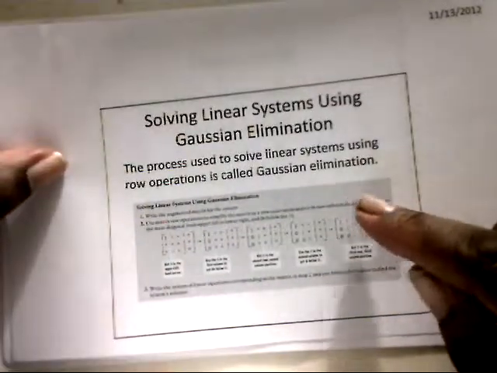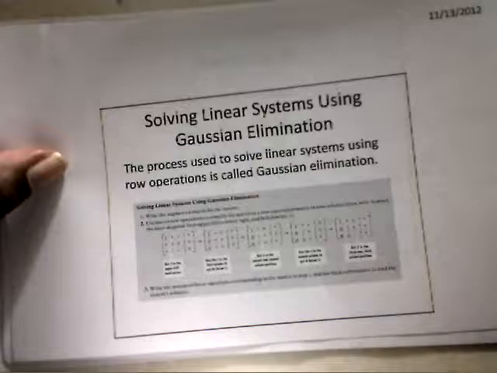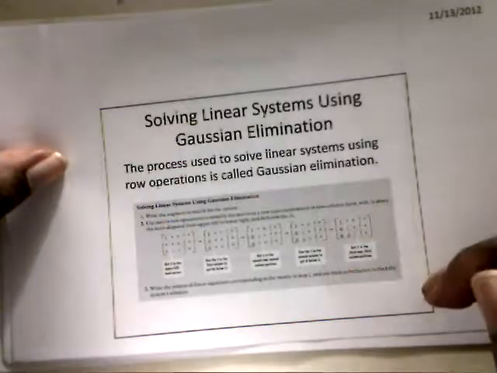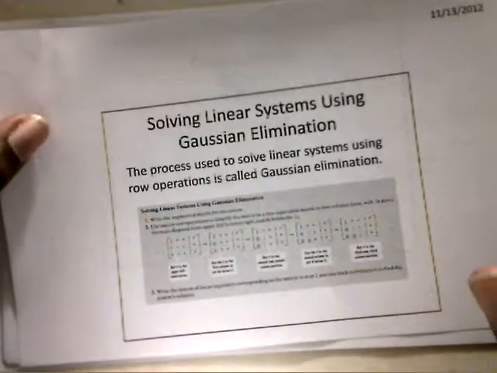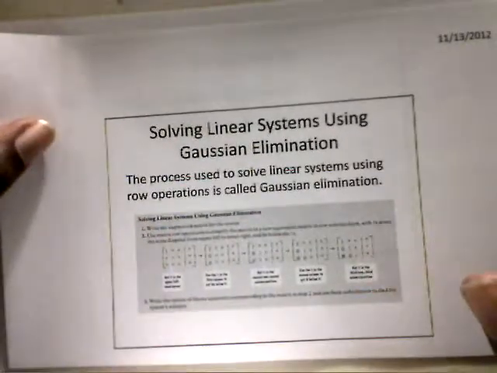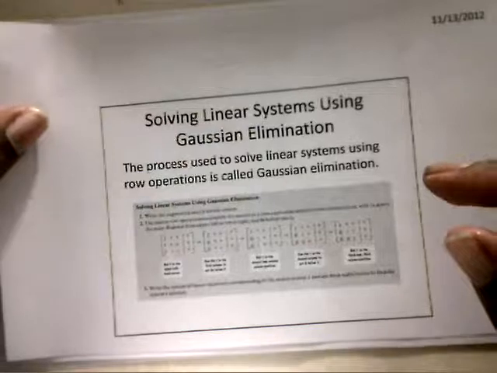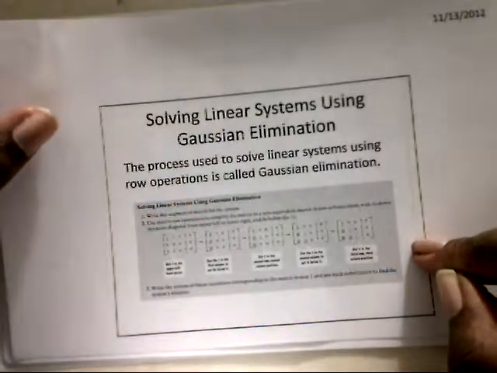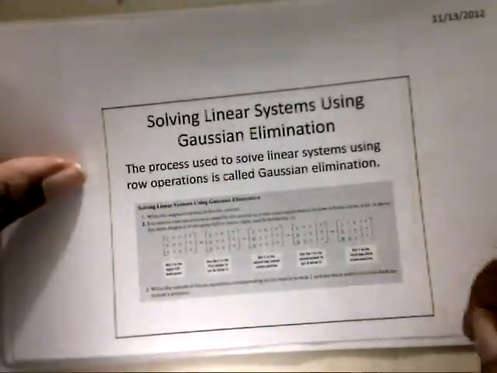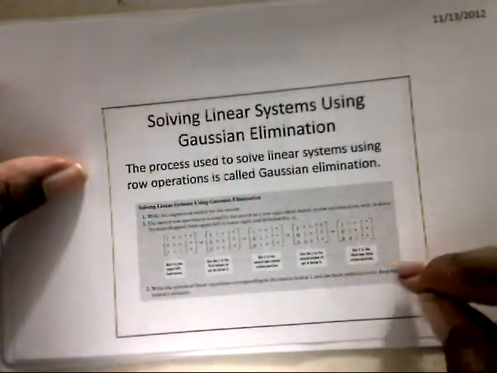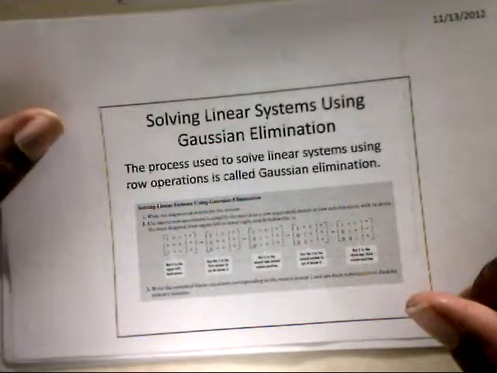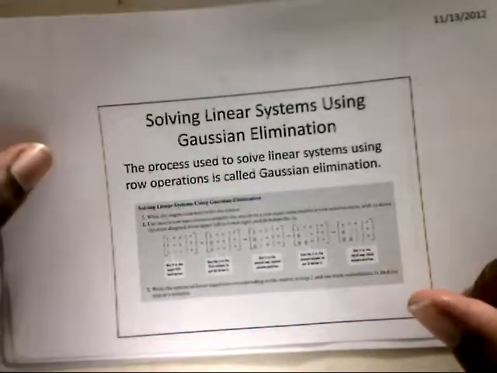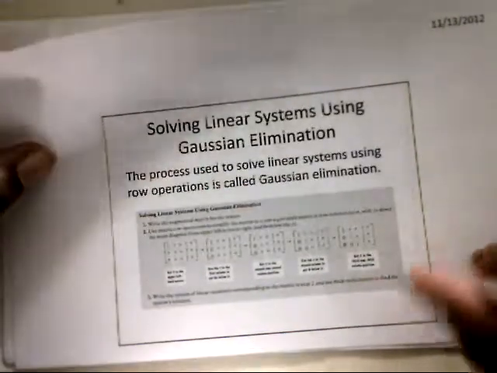Basically, the objective is just to get ones along the main diagonal from upper left to lower right, and then get zeros underneath those ones. And then use back substitution in order to find the other two values of the variables, because usually the last row will give you the value of that third variable. Usually it's going to be z. Then to find x and y, you have to use back substitution.